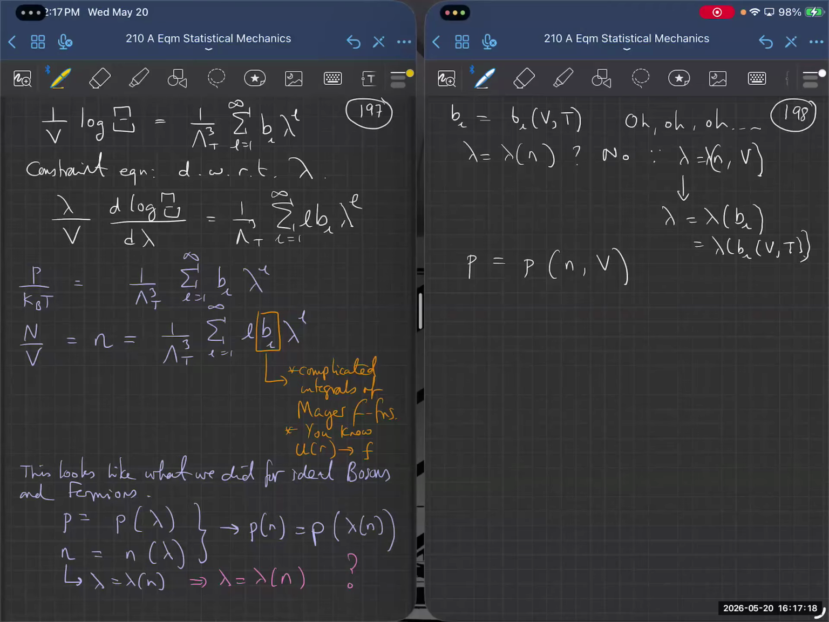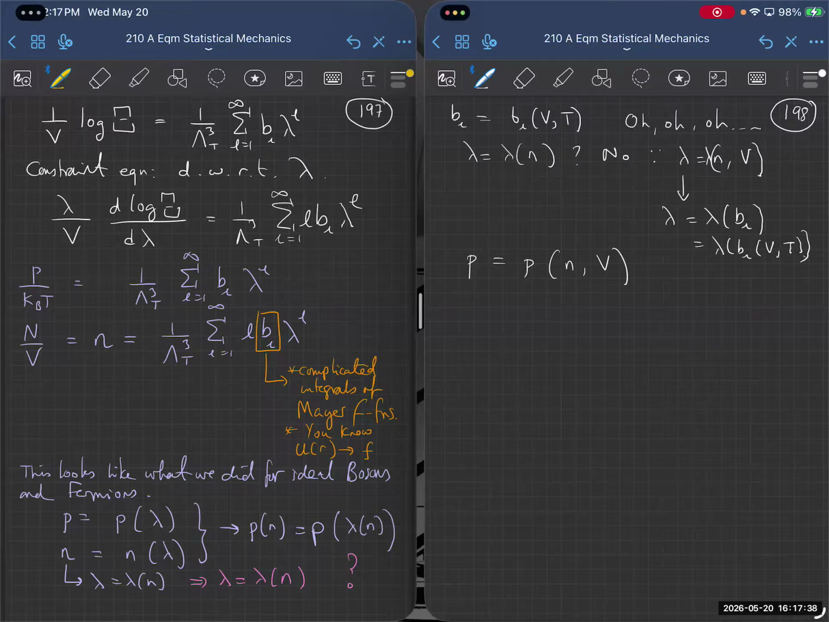So if I eliminate lambda between those two equations, I don't get lambda as a function of n. Lambda is a function of n, but it's also a function of v. And that kind of screws up the thing that we're trying to do, which is make an expansion. So, yes, quick question.